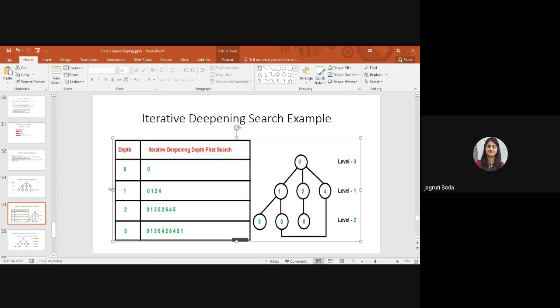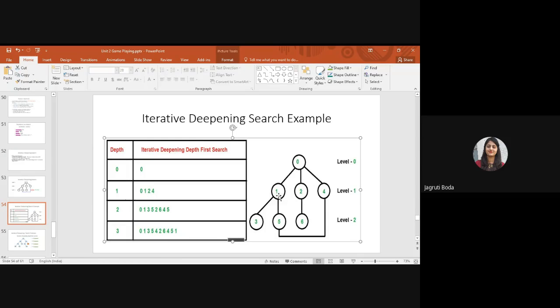Now at level 1, you are given that level 1 has 1, 2 and 4. So first of all you have to go in depth. So this provides the functionality of DFS. So 0, then 1, then 2 and 4. Okay. Now at level 2, you can see here 0, 1, 3, 5, 2, 6, 4 and their child is 5. Okay. So this is your level 2. Clear? If you have any doubt, you can ask me.